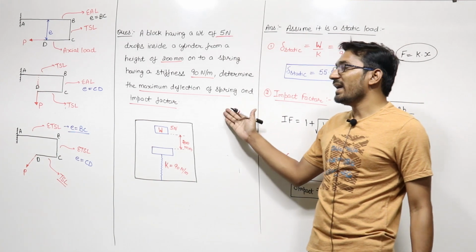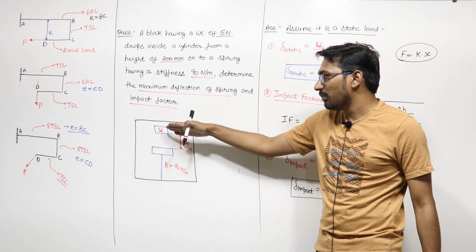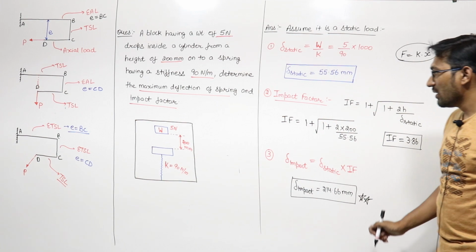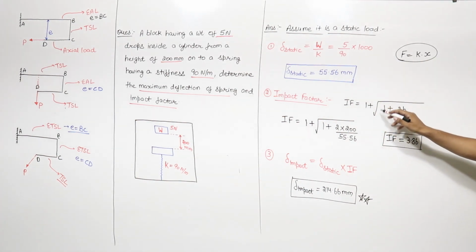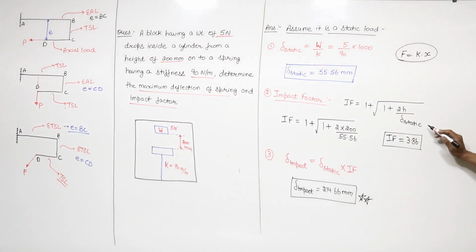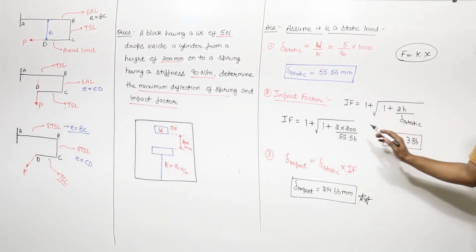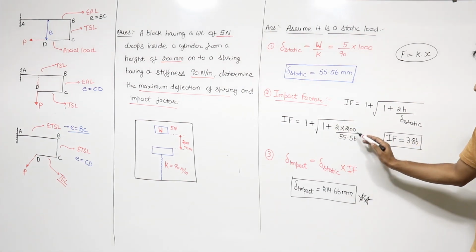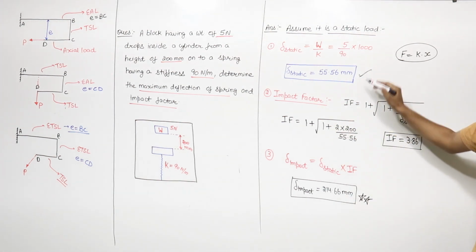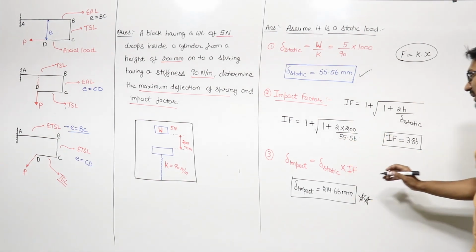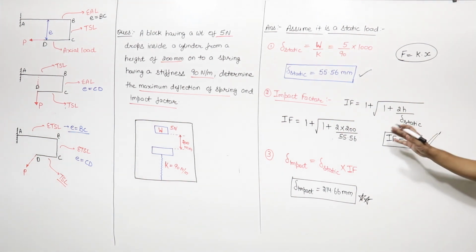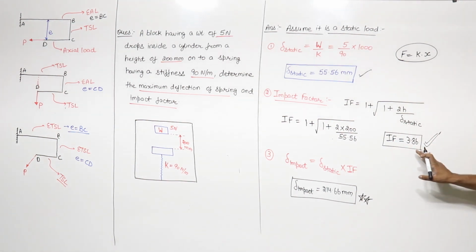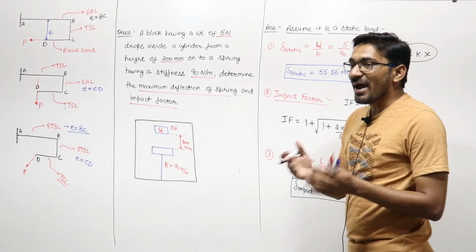But actually this is an impact load when the block strikes the spring. So we know the impact factor will be equal to 1 plus under root 1 plus 2h upon delta static. If I put in the formula, height is 200 mm and delta static is 55.56. If I solve for it, the impact factor will be 3.86.